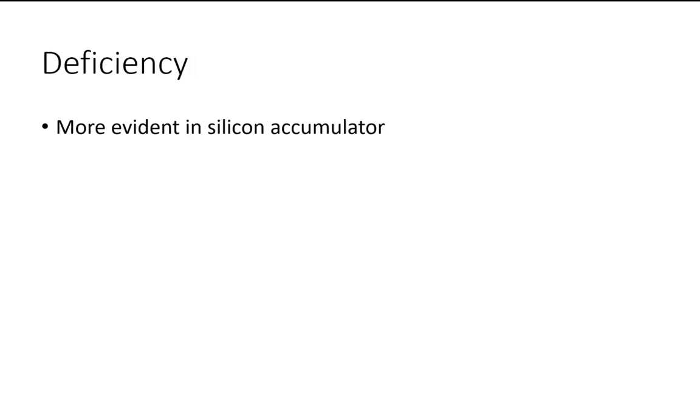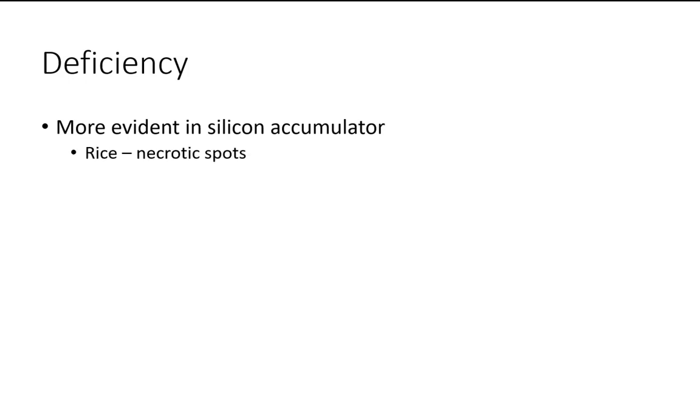Sufficiency is not reported because you're never going to find a soil that is deficient in silicon. Therefore, we never talk about sufficiency. Deficiency is going to be more evidenced in a silicon accumulator. Rice and the horsetail, which accumulate silicon, may run into a deficiency problem. Any other plant is not going to run into a deficiency.